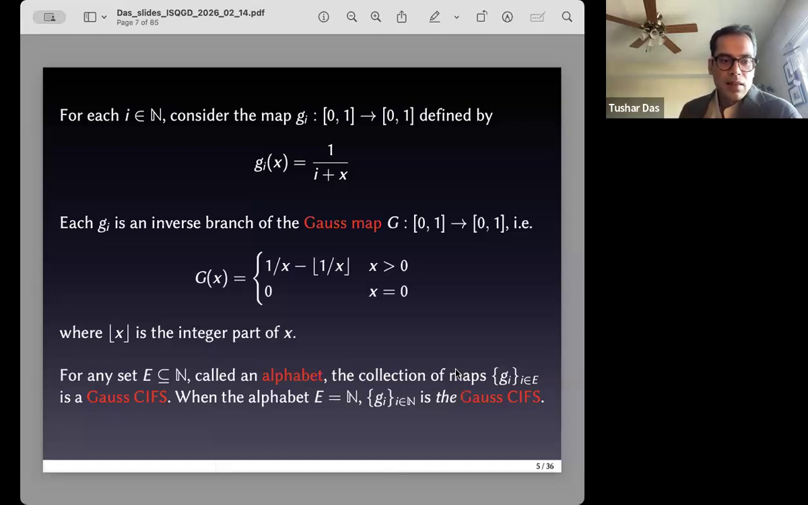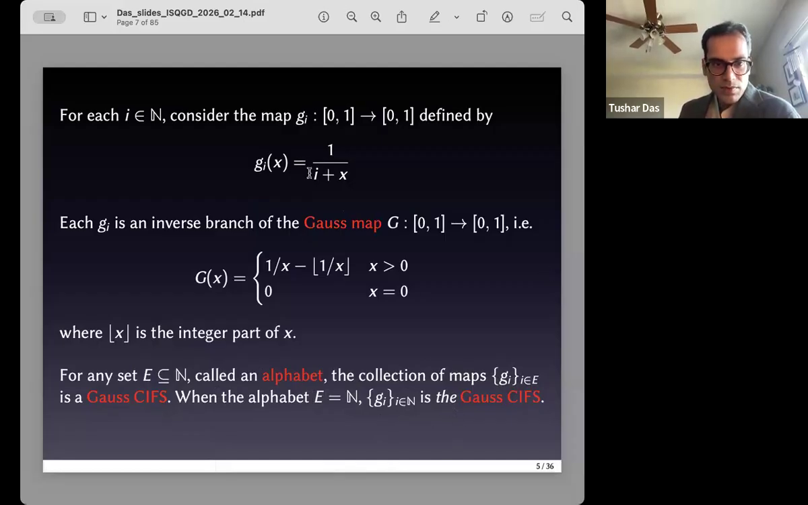So for any subset of positive integers E, you could call that an alphabet. The collection of maps g_i, where i ranges over E, is called a Gauss CIFS, a Gauss conformal iterated function system. And if you take the alphabet to be the entire set of positive integers, then you get what's called the Gauss CIFS.